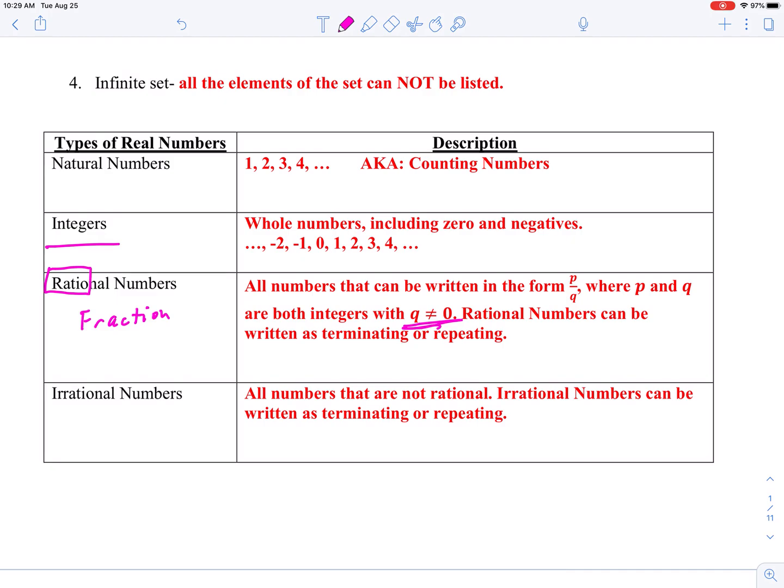Rational numbers can be written as terminating or repeating decimals. So in other words, you could have repeated values in your decimals, or it can end.